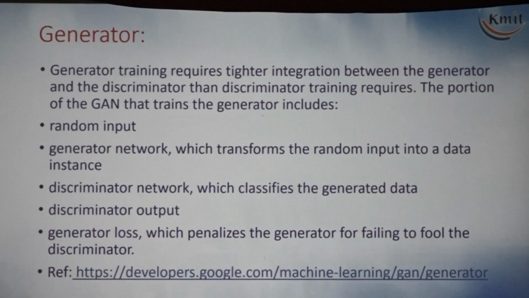What is the generator loss? What is the discriminator loss? The discriminator loss is very simple: categorical cross entropy or binary cross entropy is enough. And for the generator, you have to consider the generator architecture and also the discriminator architecture.